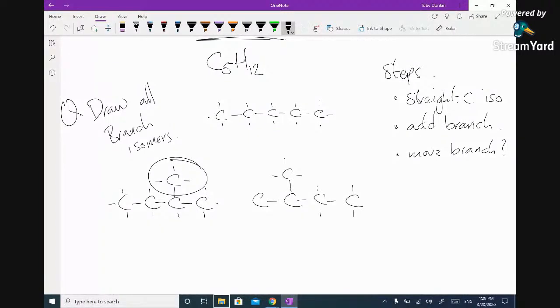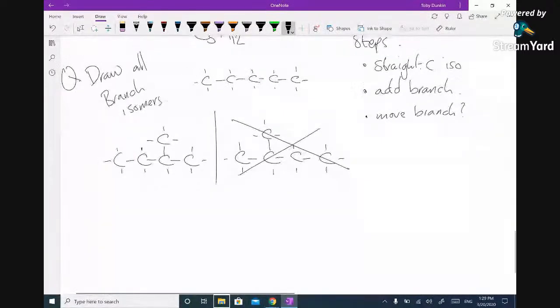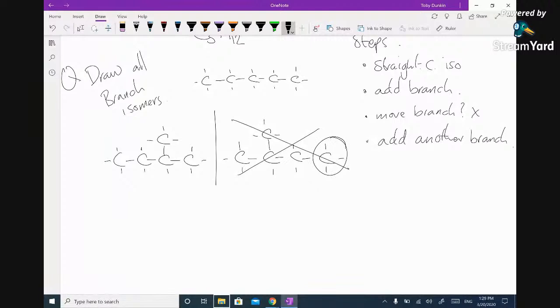The reason is that it is the same isomer. These two are the same; I'm just looking at it from a different direction. So that one does not count as another isomer. Since I can't move it, can I add another branch? Let's take another carbon off and move it, and it goes in the middle, remember, folks.